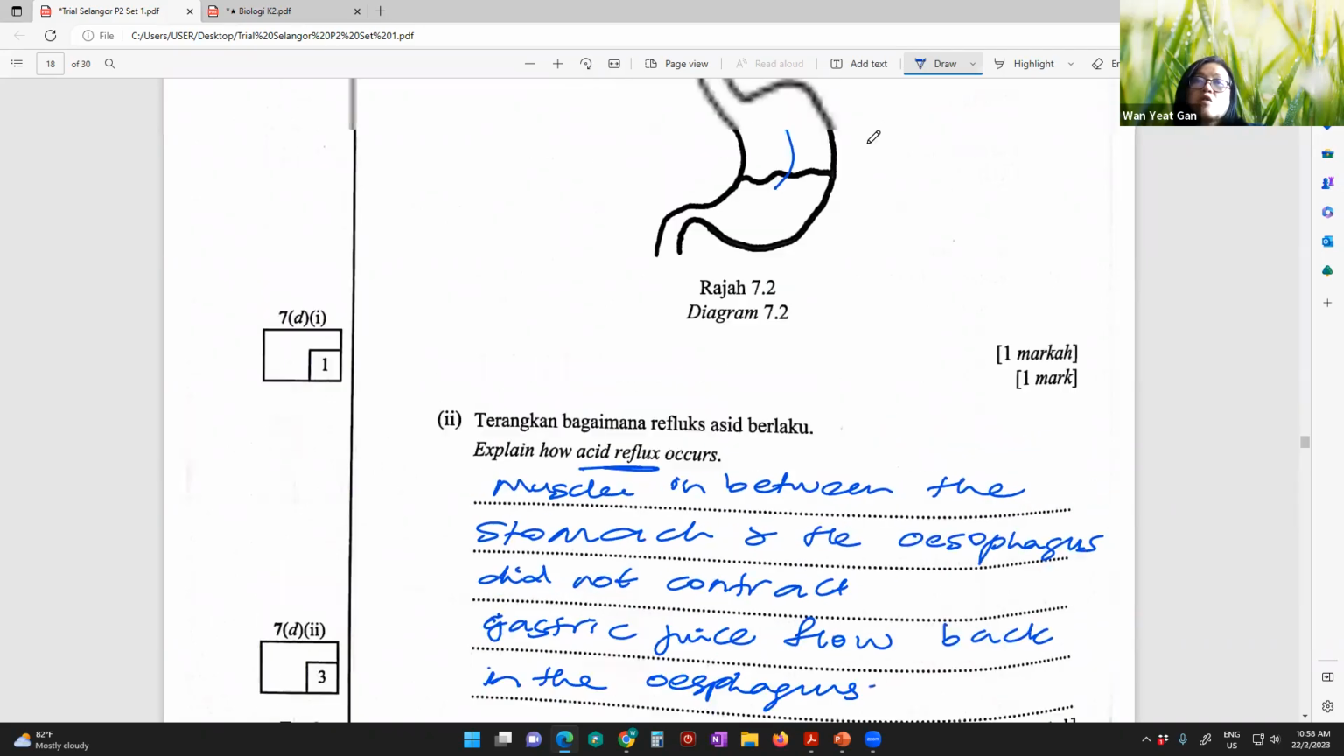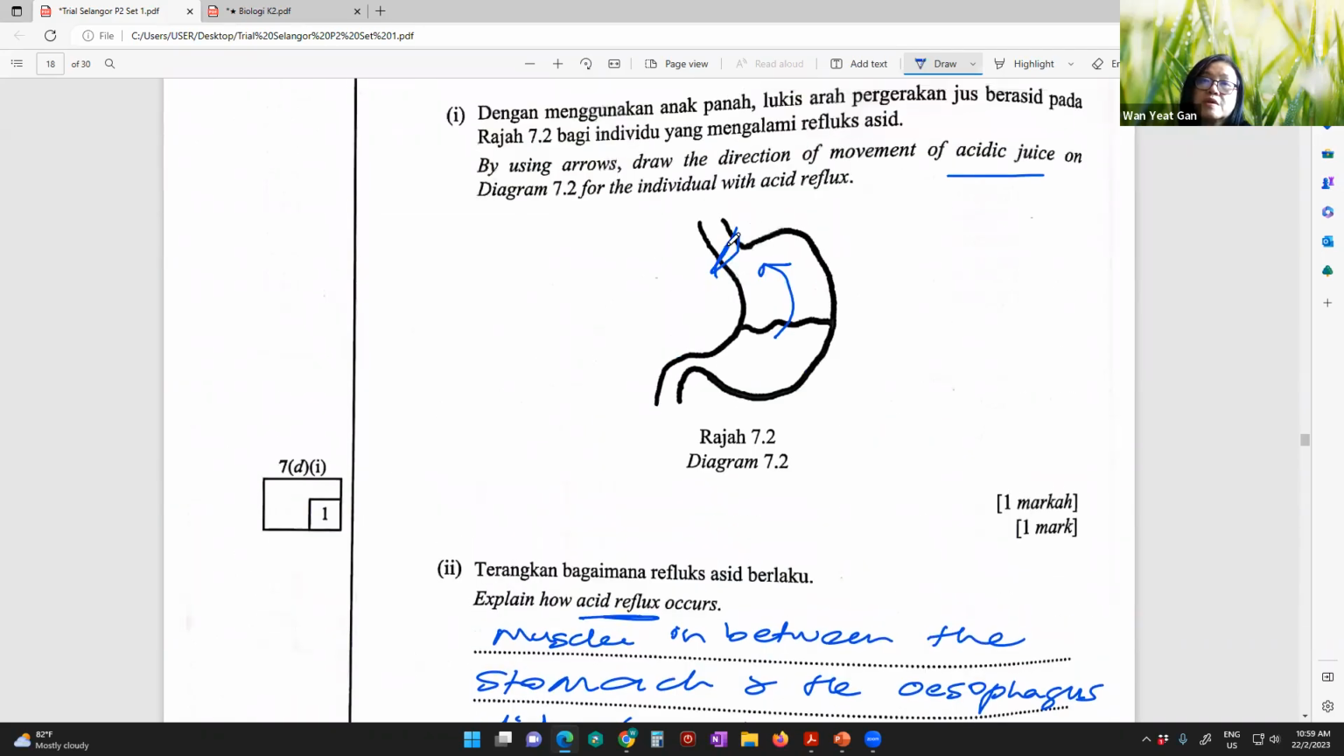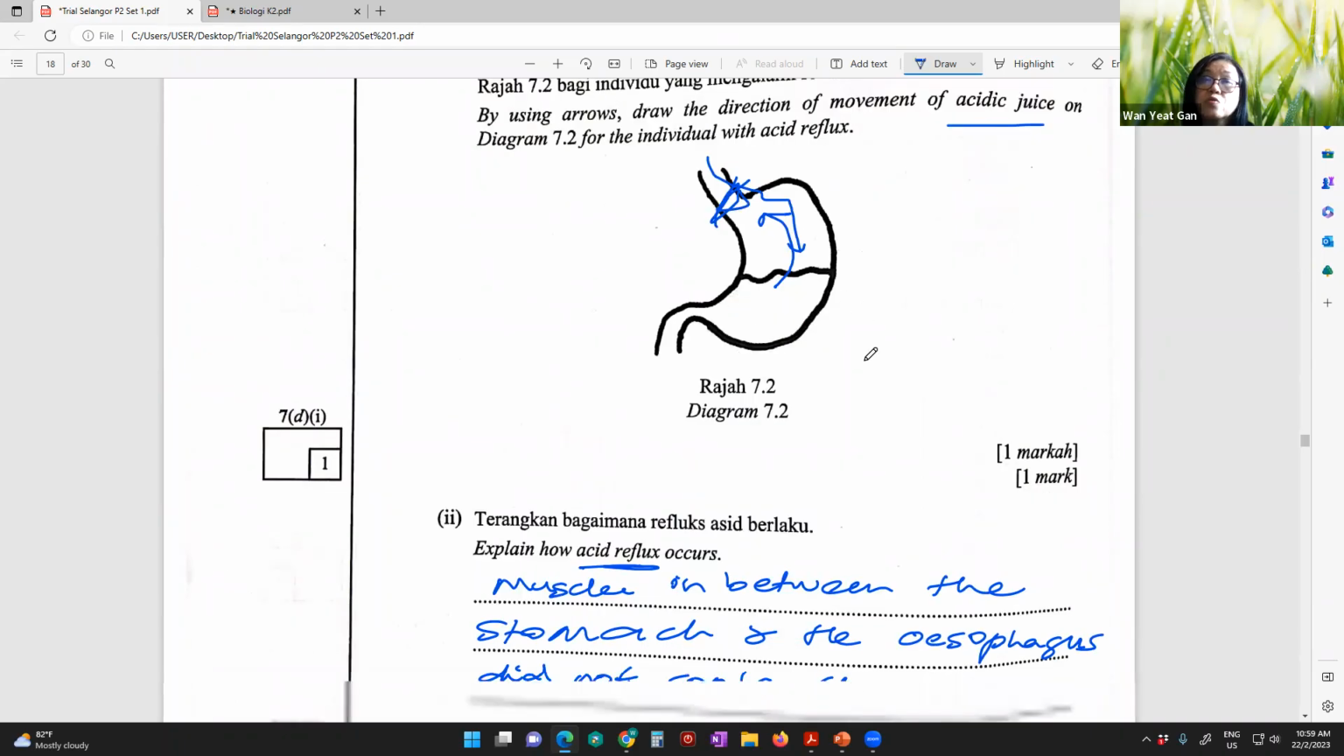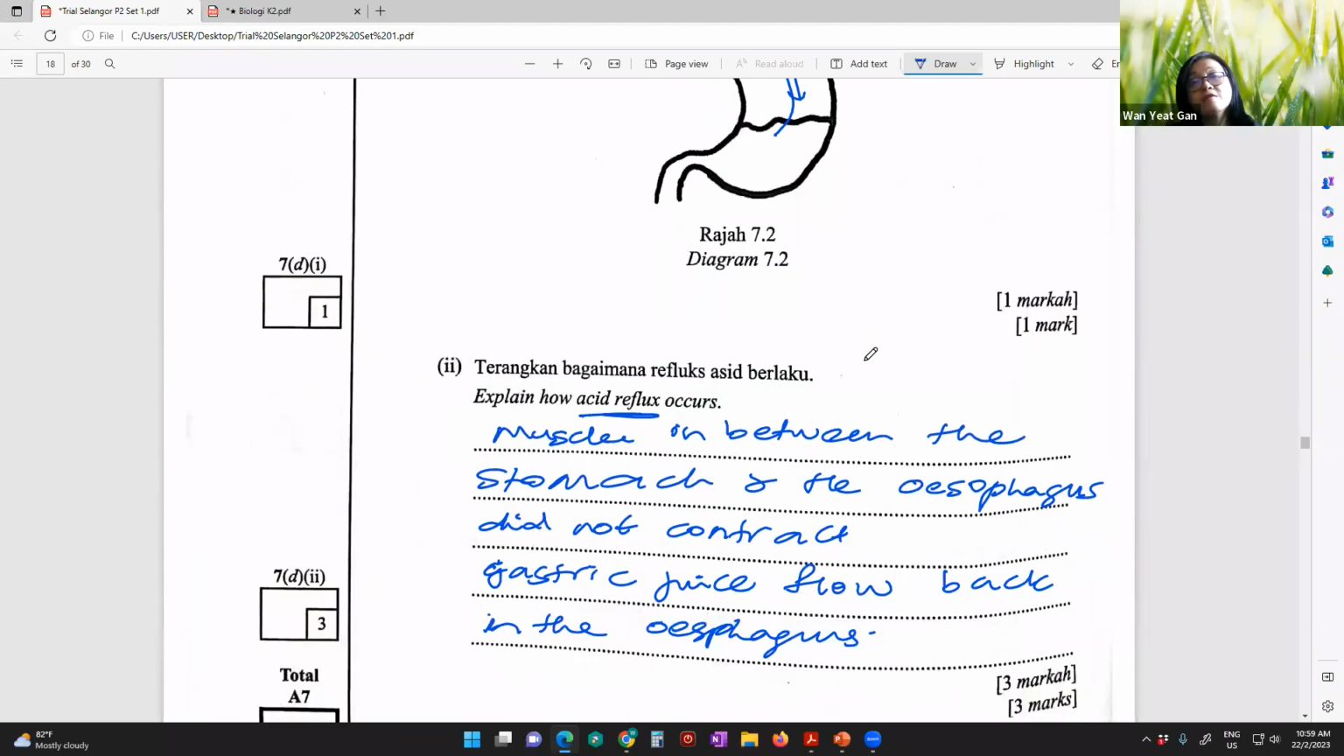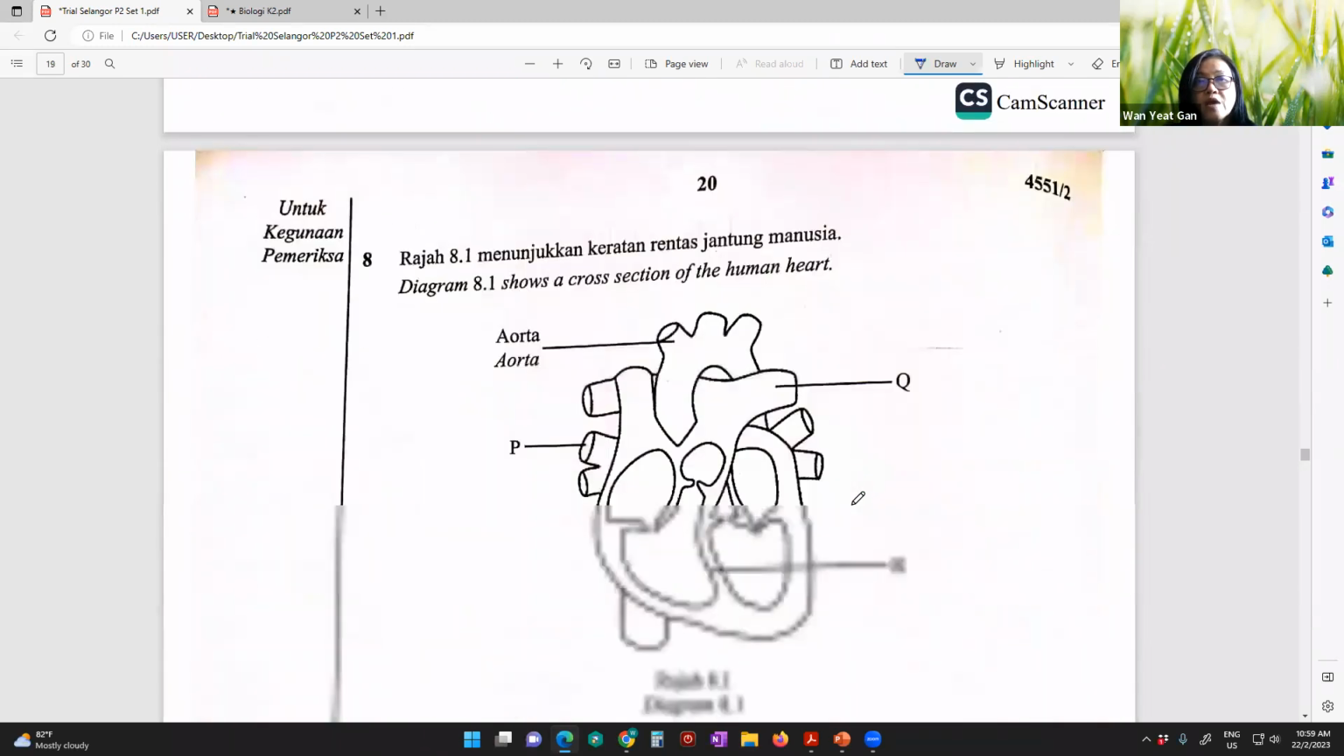So the contraction wasn't good here, right? When the bolus has dropped into the stomach, the muscle should contract to prevent backflow of the gastric juice. But since the muscle is not working properly, it will not contract, so the gastric juice will flow back into the esophagus. Okay, question 8.